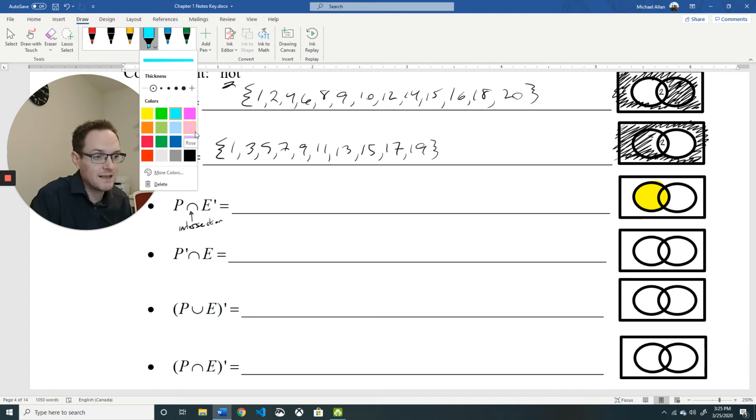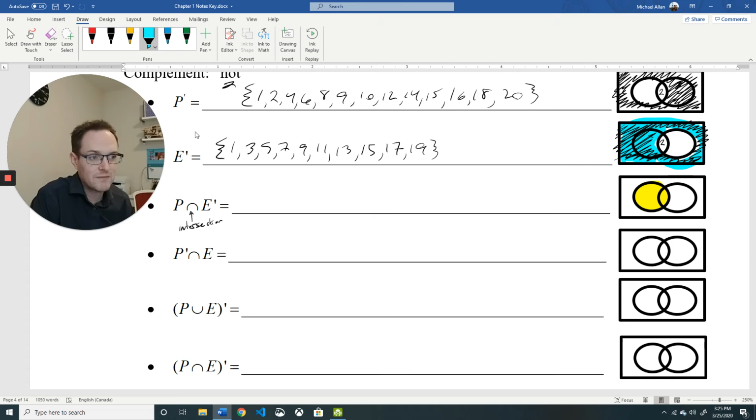So I'm going to highlight my not evens, just like the one above it here. My not evens is everything that's kind of outside. So this is my not evens area right here. If I were to highlight that, that would be the not evens. I'm going to do the same thing down here. So my not evens right here. I'm going to highlight everything that's not even.